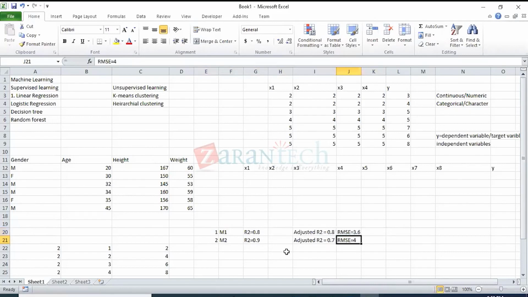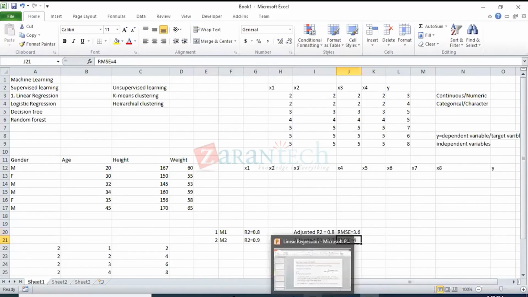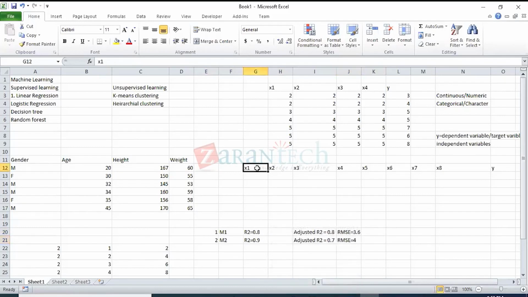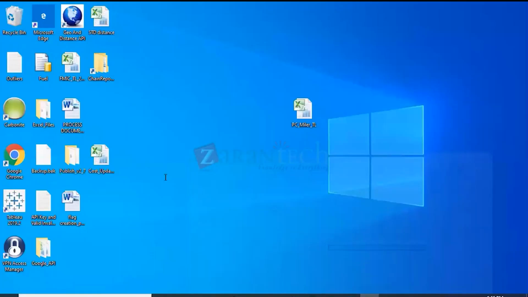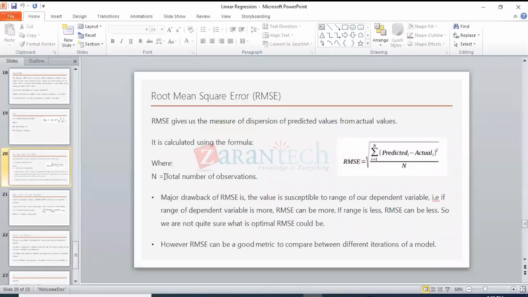So you can use this metric to compare the iterations to identify which is the best model, or which is the best set of variables that I can use to build the model. But it's not an ideal evaluation parameter to measure the accuracy of the model. But between the iterations, to measure the accuracy of the model, you can go for RMSE.